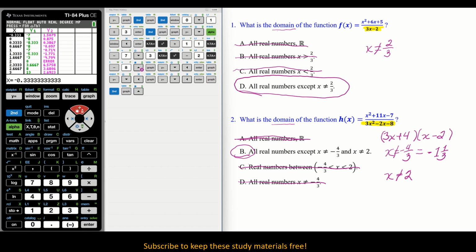And then let's go to our negative 1 and 1/3. There it is at the top. You see again, there's also an error. So that tells us that we're correct, where we actually see those arrows and the zeros. Okay.